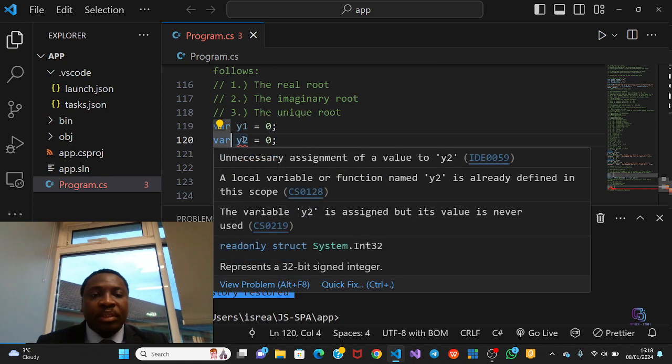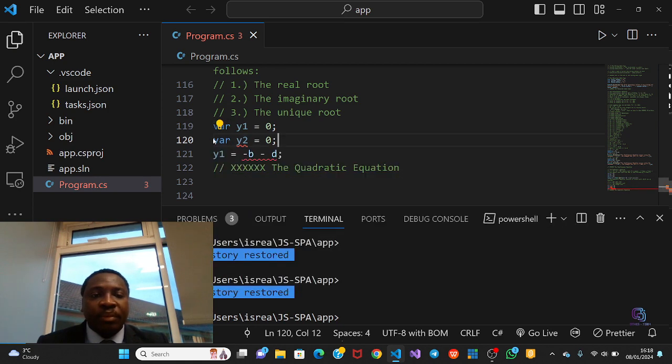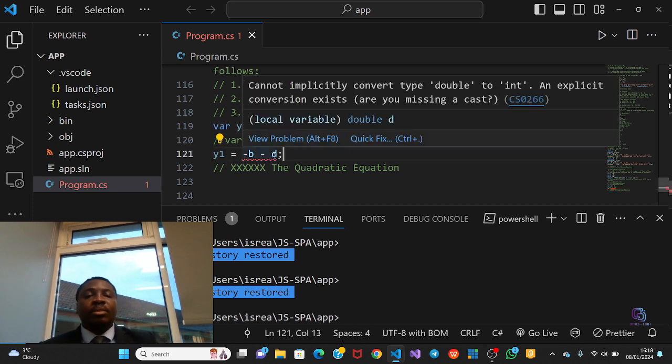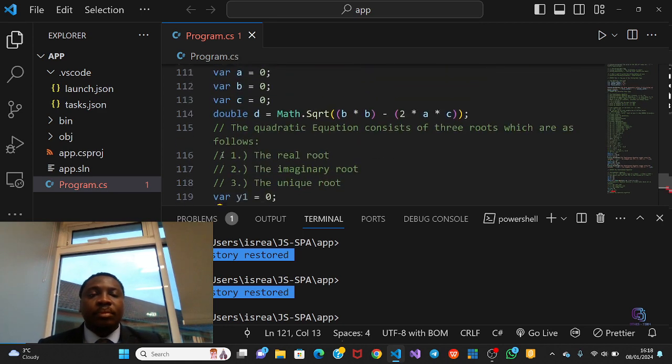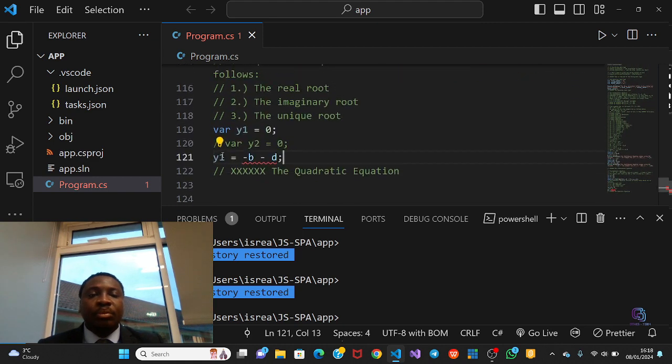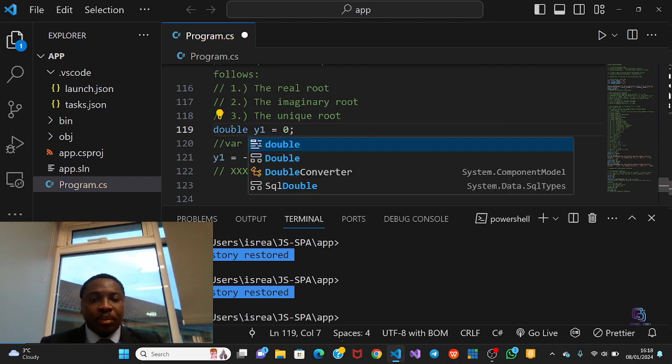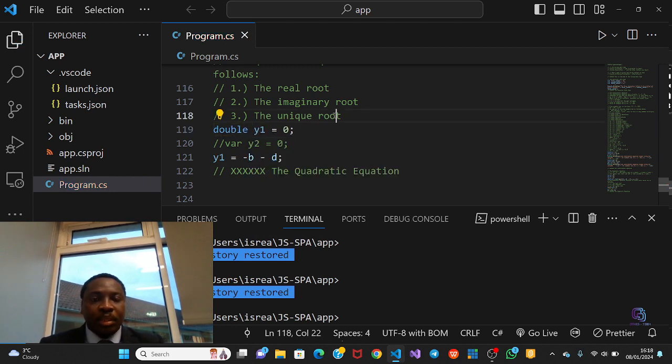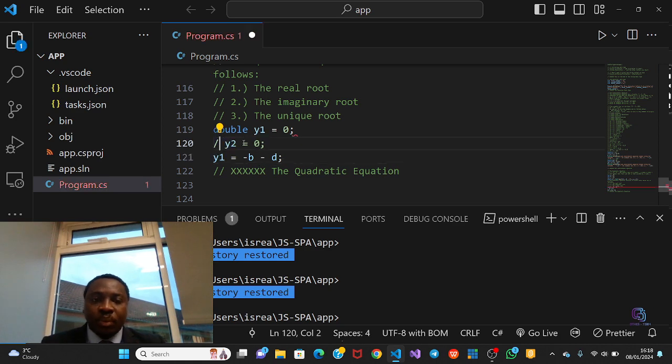So y2 has not been declared, so I can just comment out y2 for now. I'll save it. Now b and d. So cannot easily compare type double to what? To int. So we need to use y1. Let's turn it to double, and that solves the problem for y1. So same for y2, we use double.